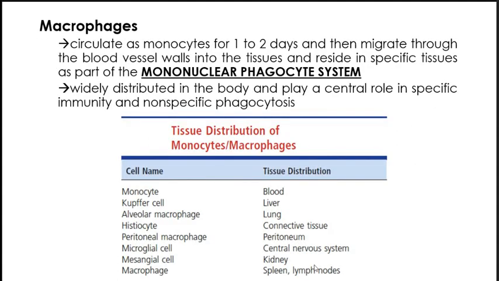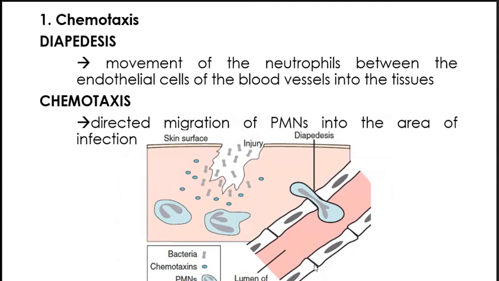And of course, now the macrophages, ito yung mga cells natin that play a role in the phagocytosis. So they circulate as monocytes for 1 to 2 days and then migrate through the blood vessel walls into the tissues and reside in specific tissues as part now of the mononuclear phagocyte system. Okay, so there are different mechanisms here.